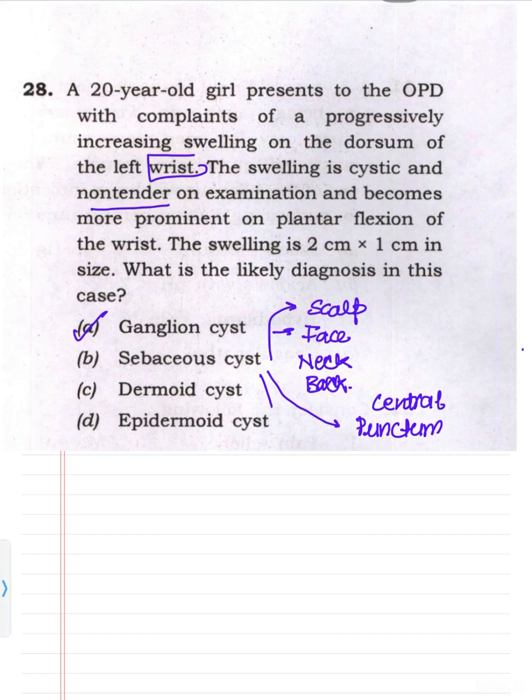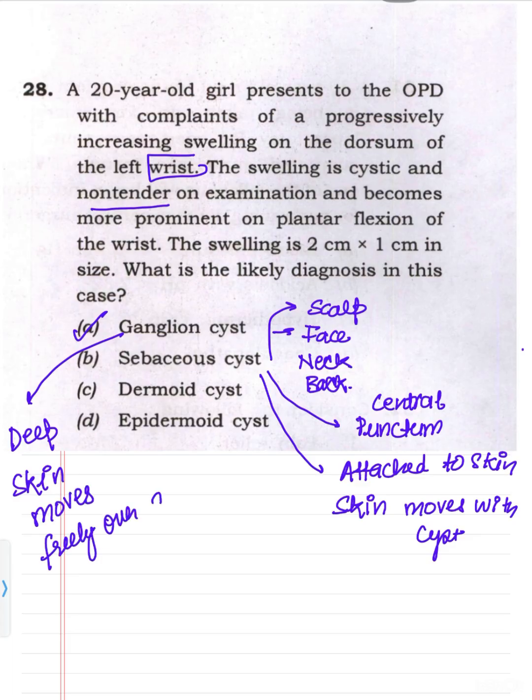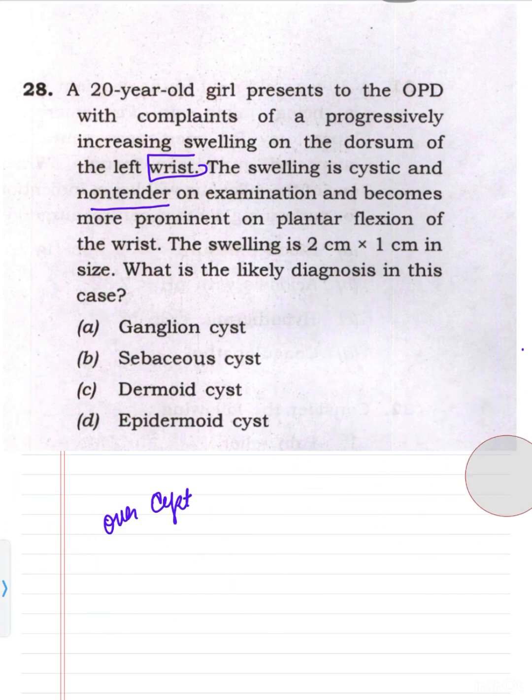Third thing is that it is attached to skin, and the skin moves with the cyst. While the ganglion cysts are deep and skin moves freely over the cyst. So that's why the second option is wrong.